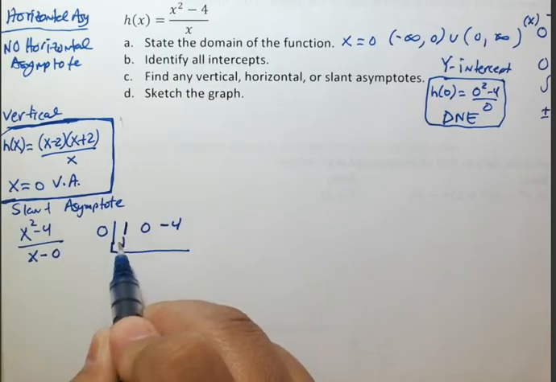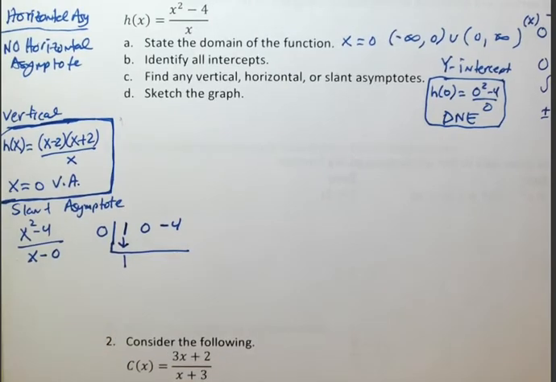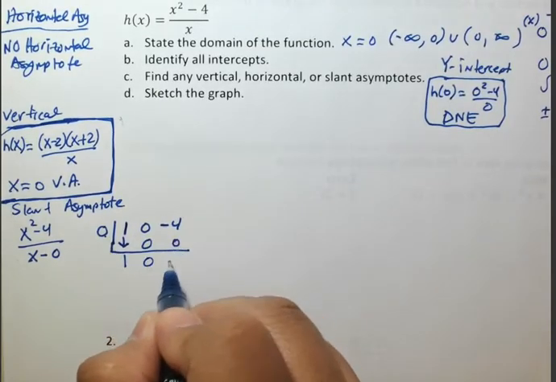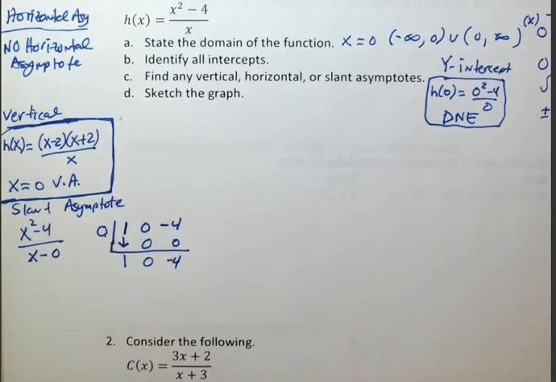So I'm going to bring the 1 down. 1 times 0 is 0. 0 plus 0 is 0. 0 times 0 is 0. And then we get negative 4. Okay.